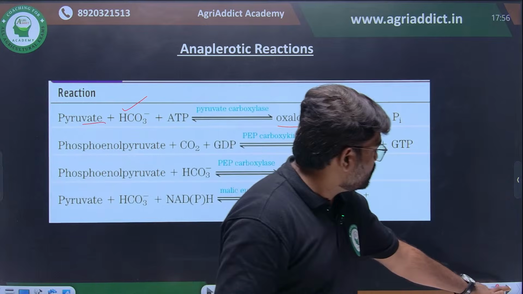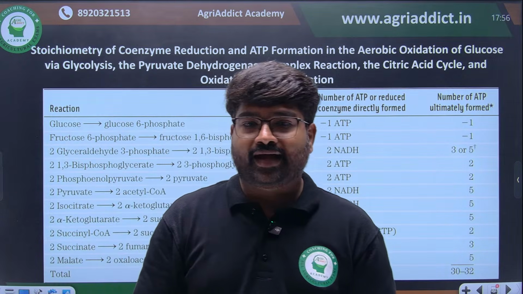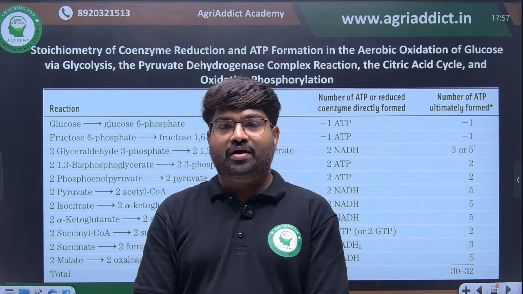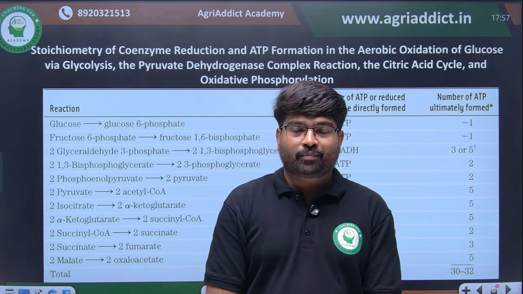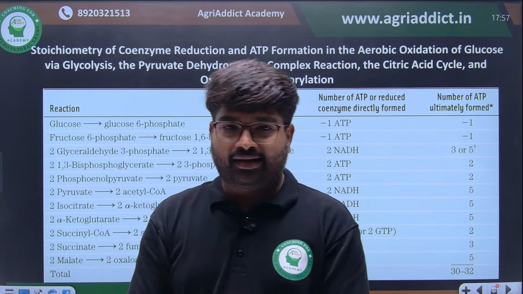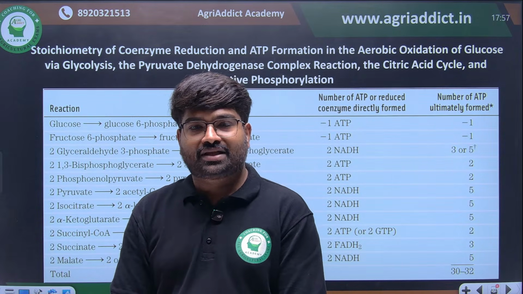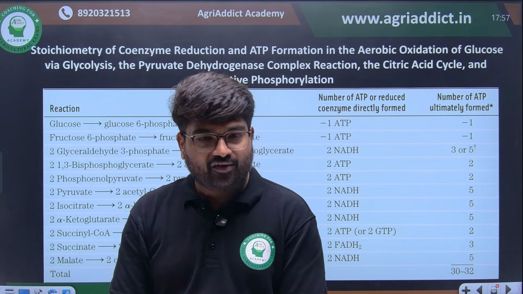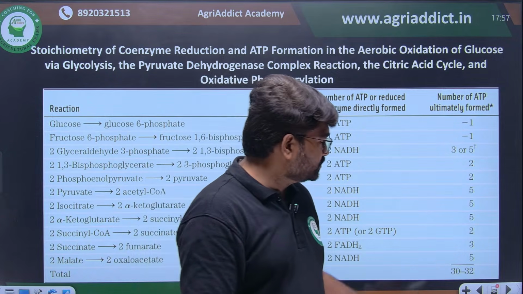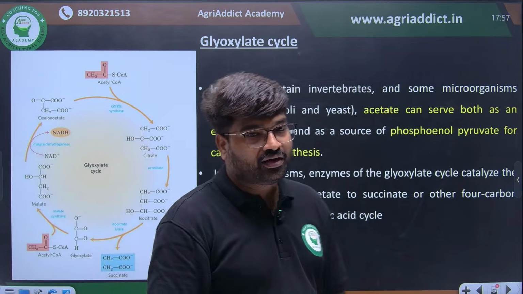Okay. Now we are going to see the energy calculation. This we already know. In glycolysis, 2 molecules of ATP and 2 molecules of NADH will be produced. In pyruvate oxidation, 2 molecules of NADH will be produced. And during the TCA cycle, each acetyl-CoA will produce 3 NADH, 1 FADH2 and 1 ATP. If you do the energy calculation, it will produce 32 molecules of ATP. I hope this is clear for everyone.